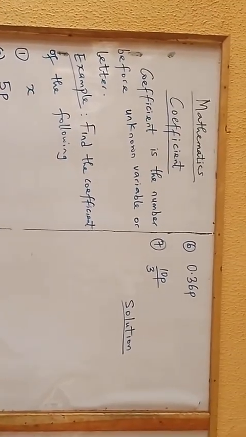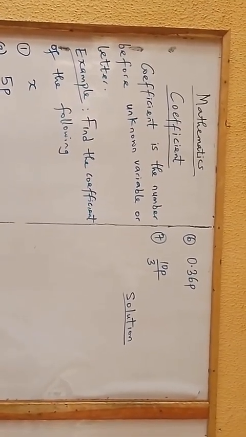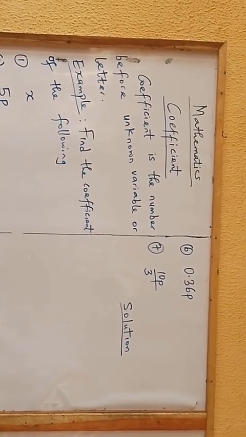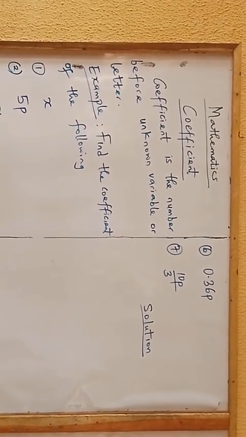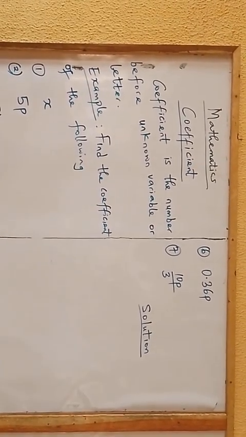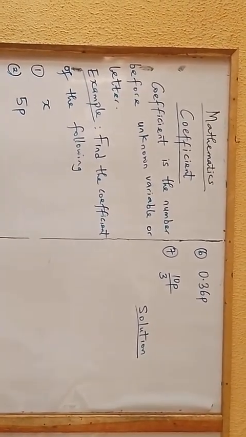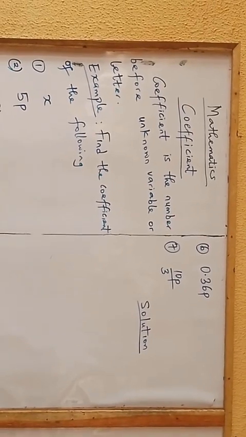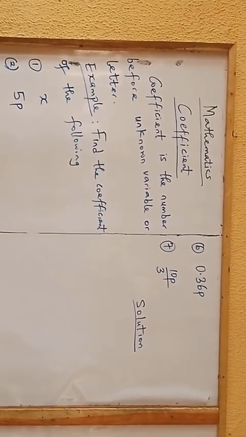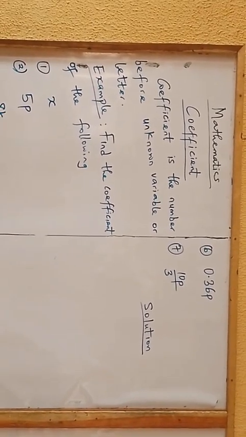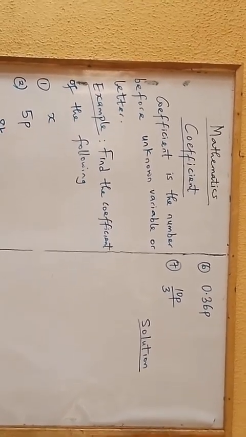Our topic today is coefficient. What is coefficient? What is the meaning of coefficient? Coefficient is the number before an unknown variable or letters. Example, find the coefficient of the following.